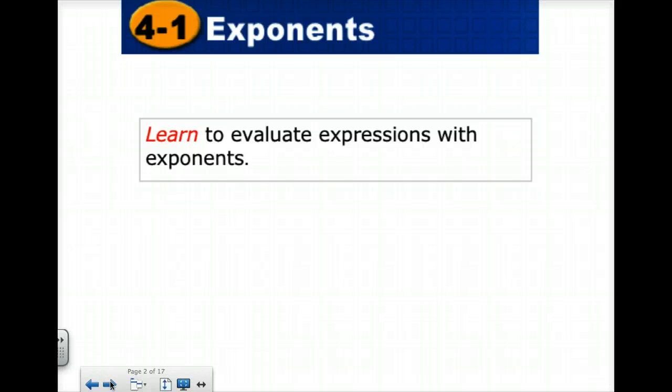We are going to evaluate expressions with exponents. If you don't have your calculator with you at this point in time, pause the video, go grab your calculator because you're going to need it.